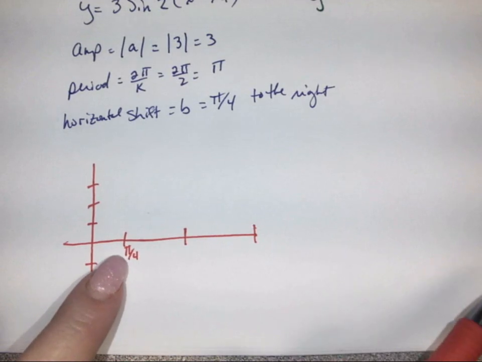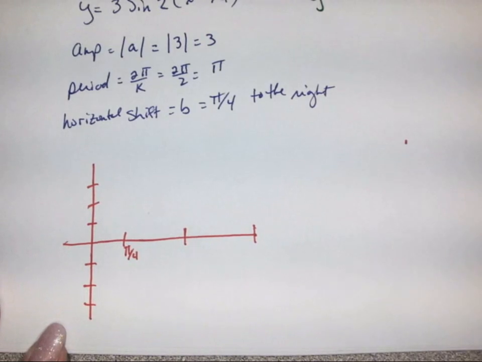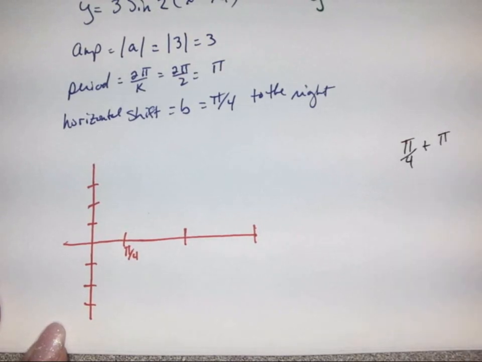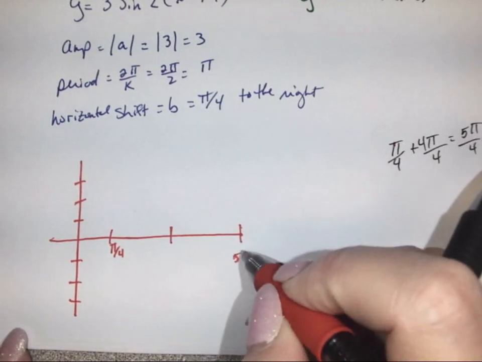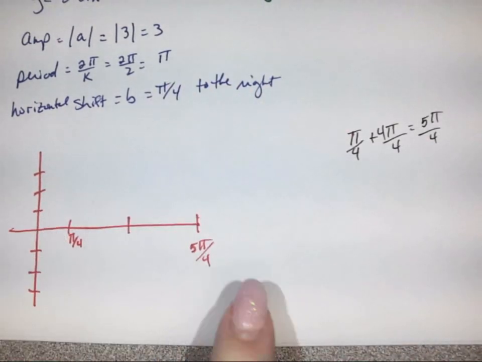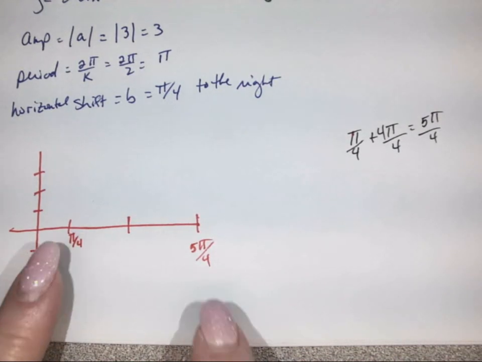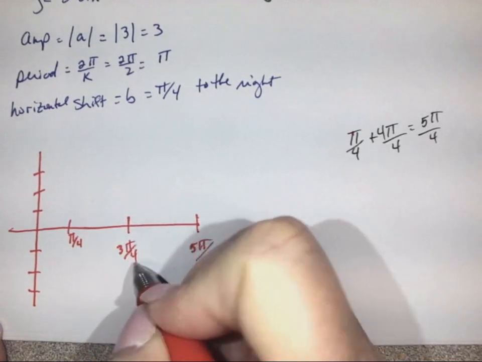So from pi over 4, we need to add pi. To get a common denominator of 4, it'll be pi over 4 plus 4 pi over 4, so we know that that last interval right here will be 5 pi over 4. So adding that pi, the interval starting from the phase, will give us an idea of what the number should be. Now between a 1 and a 5 will be a 3, because it's going to be halfway between there. So 3 pi over 4.